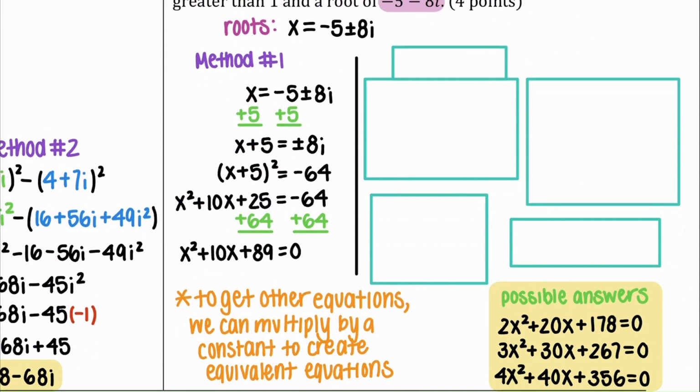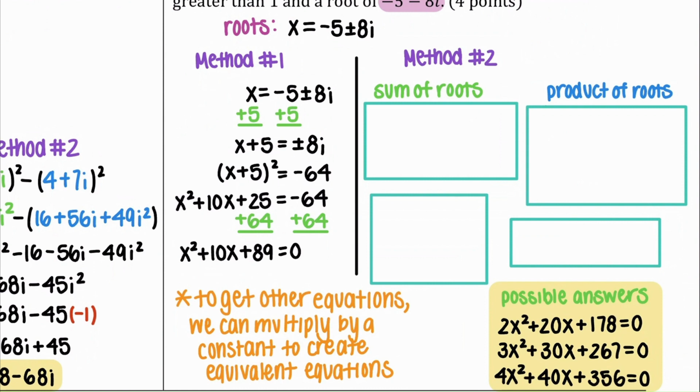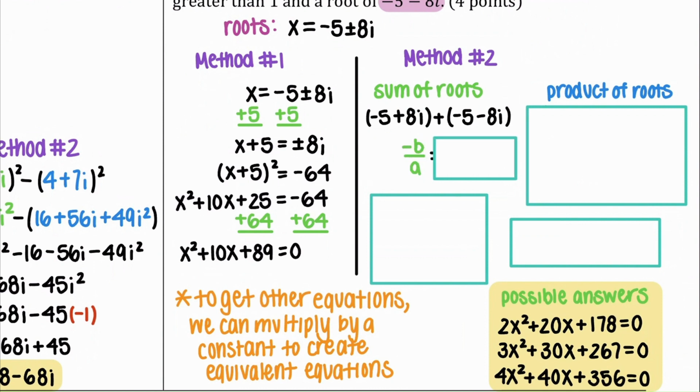Now let's say you choose to do another method, or in other words, using the sum of the roots and the product of roots. If we choose to use this method, we just have to remember what the expressions are for each of them. For the sum of the roots, we would add the two roots together, and that would be whatever negative b over a is, while the product of roots is going to be whatever c over a is.